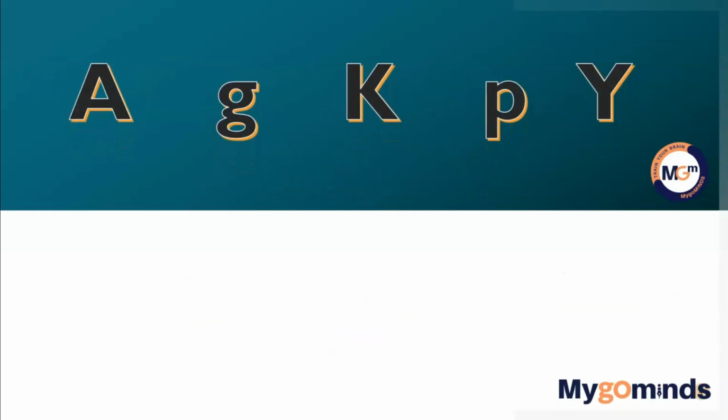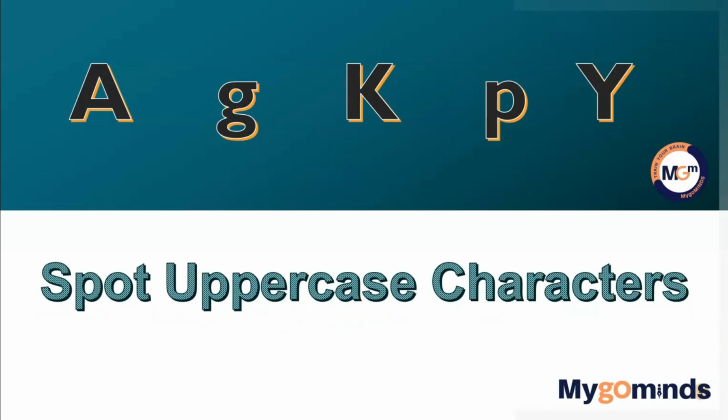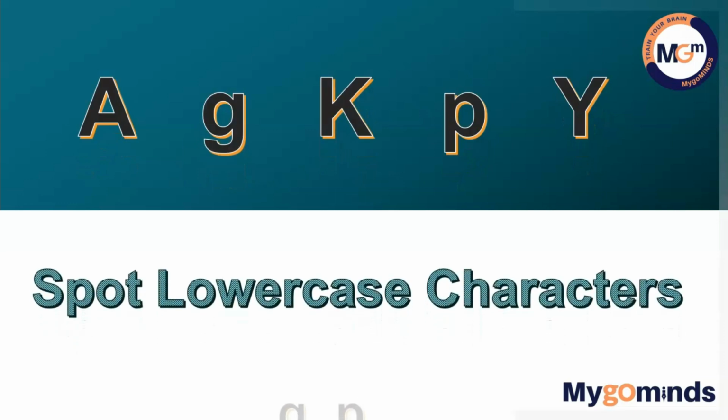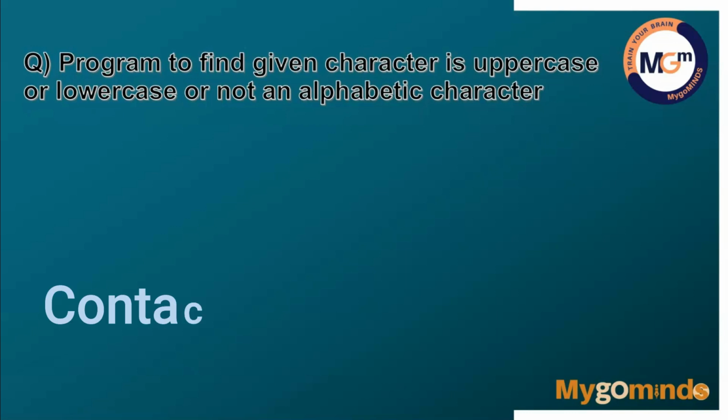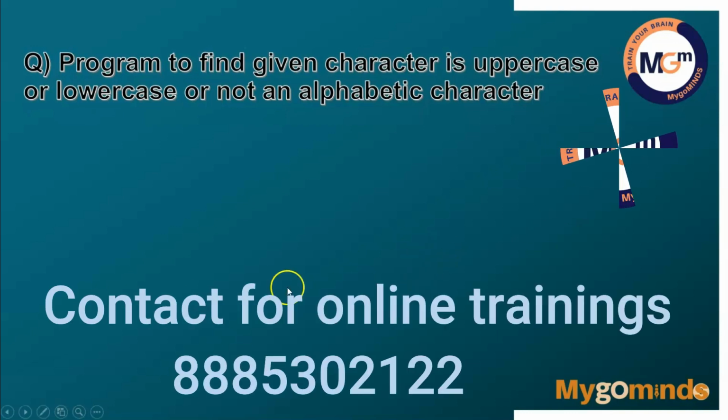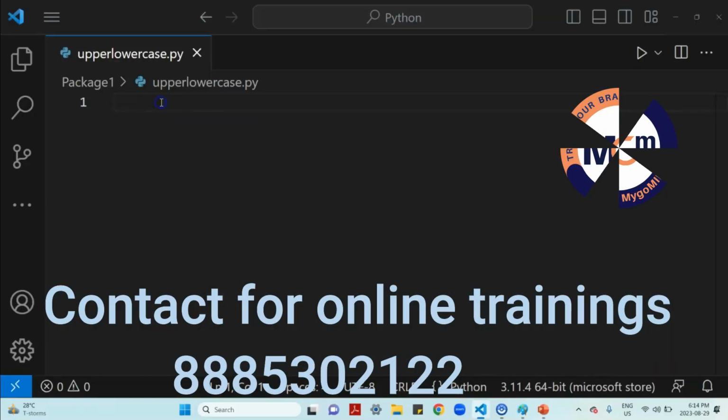Okay, so now let us find out what are the uppercase characters in the given characters. So A, K, Y, of course, because those are the capital letters, right, which is uppercase. So what about the lowercase characters G, P? Okay, so now let us write the program in order to identify the uppercase and the lowercase. So it is very easy.